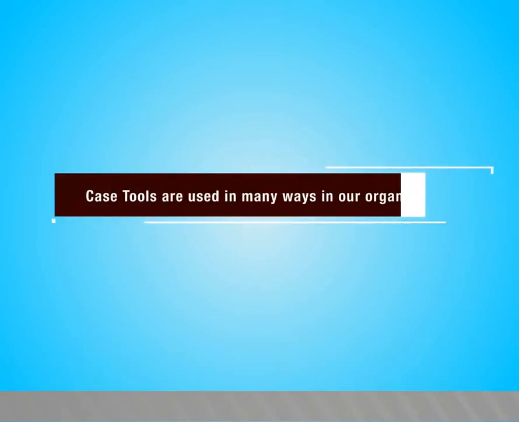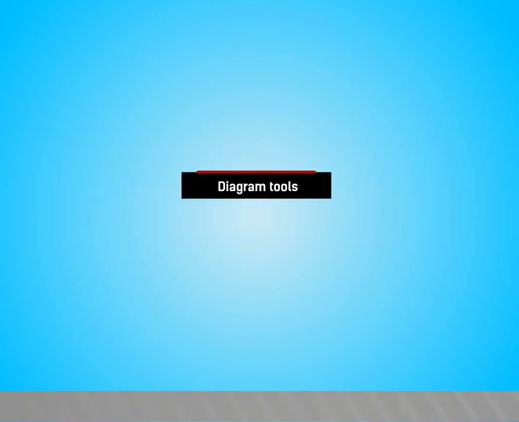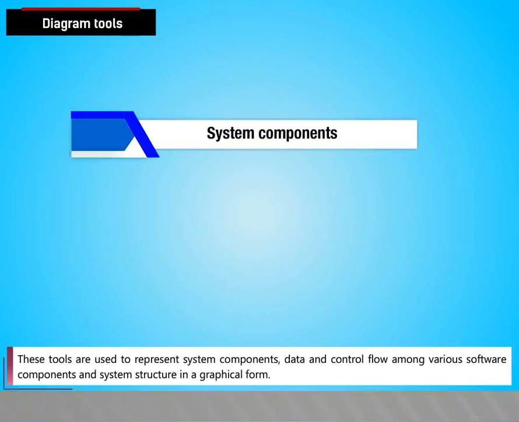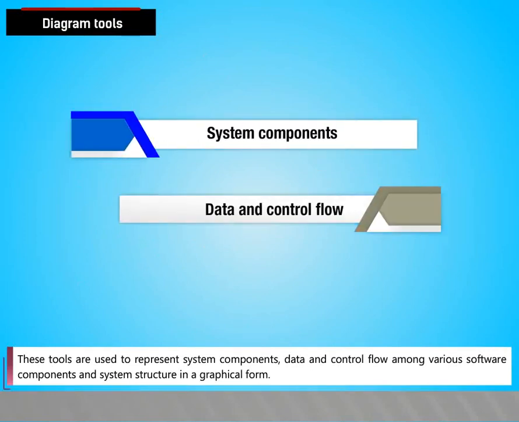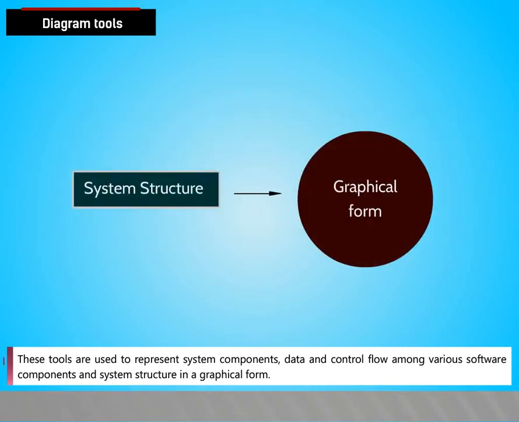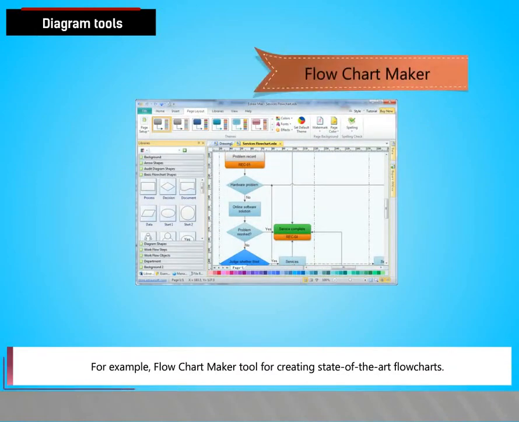CASE tools are used in many ways in our organizations. CASE tools can be broadly classified into these broader areas. Diagram tools. These tools are used to represent system components, data, and control flow among various software components, and system structure in a graphical form. For example, flowchart maker tool for creating state-of-the-art flow charts.